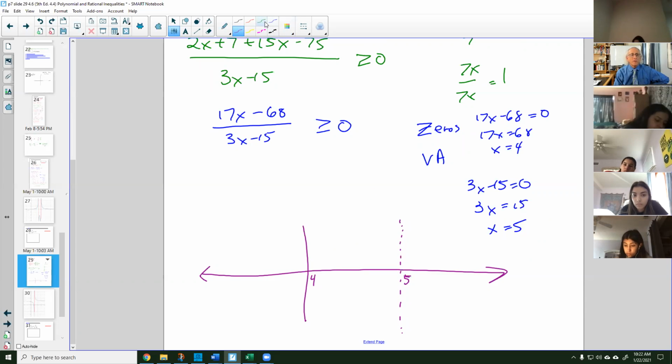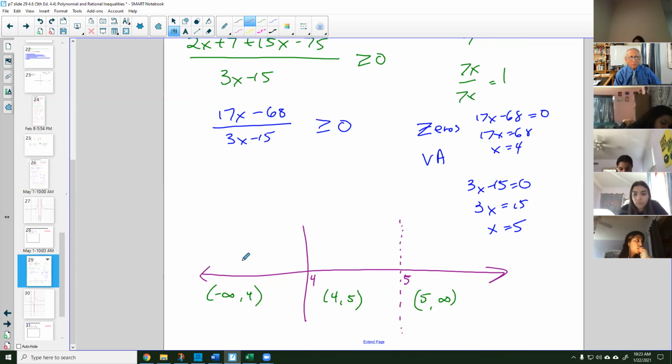So Sophie, can you tell me what my intervals are going to be? Yes, the first one is negative infinity to 4. Good, then 4 to 5, good, and then 5 to infinity. 5 to infinity. Everybody still good with this? Yeah. Okay, Sienna, I would like you to give me some numbers to test in each interval. Can you do that?